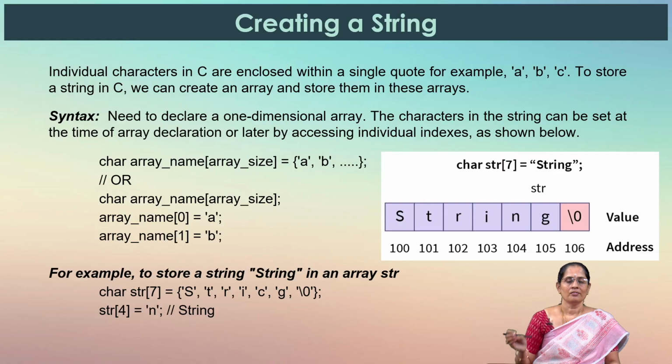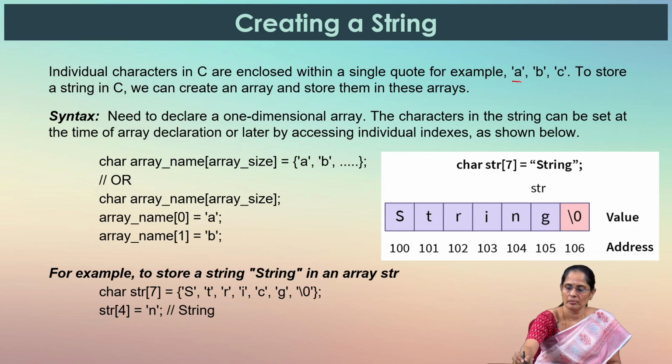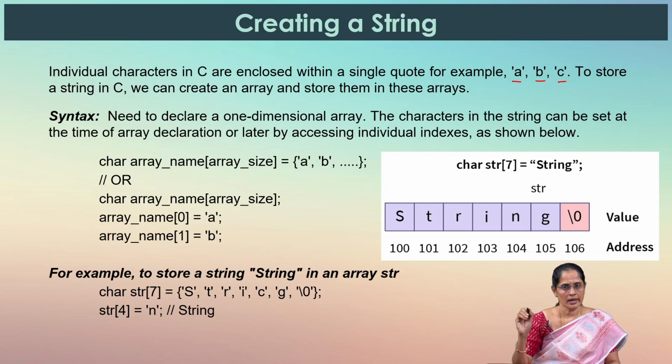each character through pointers. We have already learnt that the characters in C are represented using the enclosure with single quotes. So, we can see that the characters A, B, C enclosed within single quotes, we will call that a character or a single character. Whereas, to store a complete string in C, we have to create an array and store them in these arrays. So, the character arrays are going to help us to create strings.